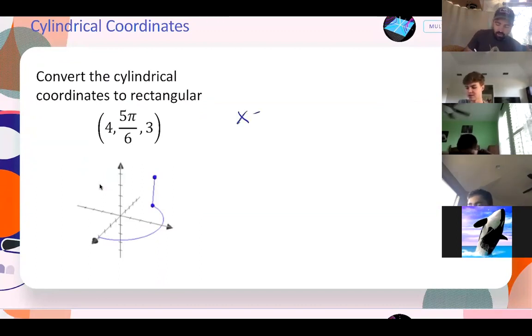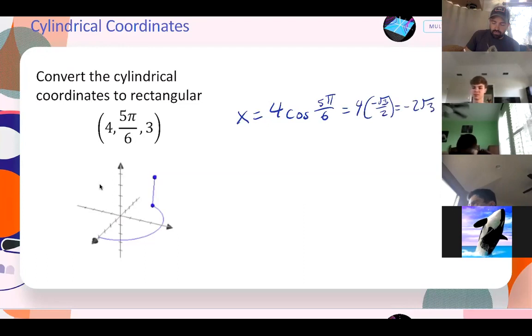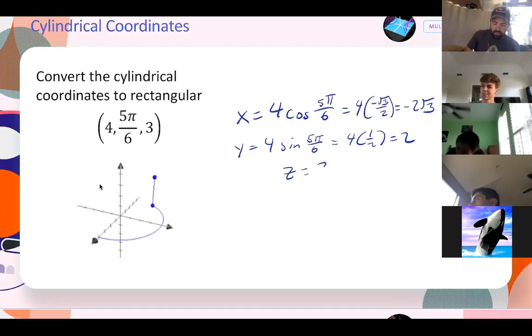So x is r cosine theta, so 4 cosine of 5 pi over 6, which is going to be 4 times a negative root 3 over 2. So negative 2 root 3. Y is 4 sine 5 pi over 6, which is 4 times a half. So 2. Z, we don't have to do anything. Z is still just 3.